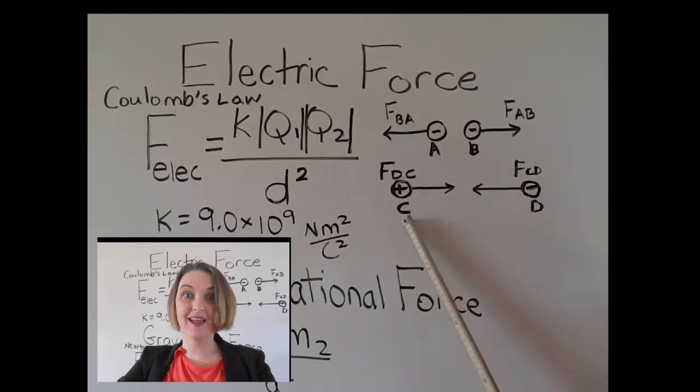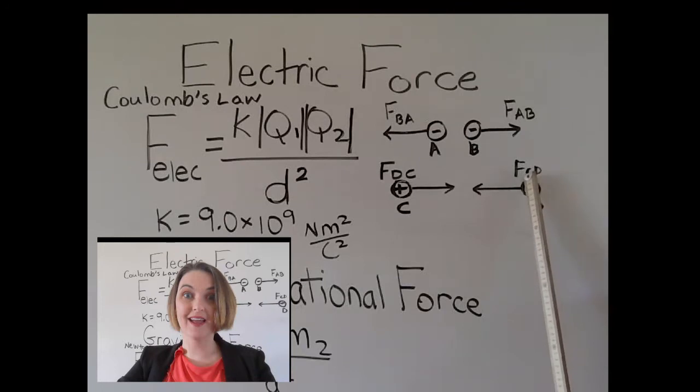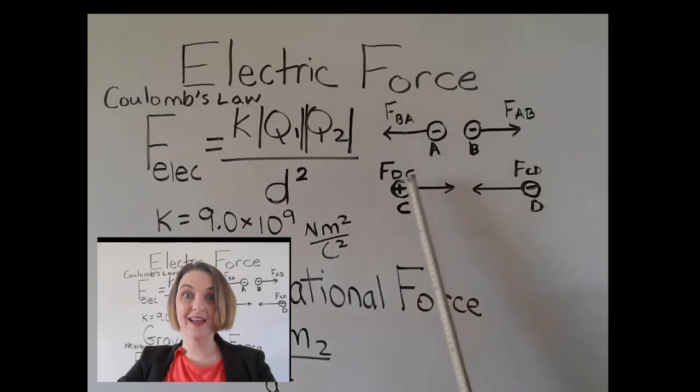Here I have a particle C and a particle D. C is positively charged, D is negatively charged. And so the force by C on D is going to be equal and opposite to the force from D on C. And the two charges attract because they're opposite charge.